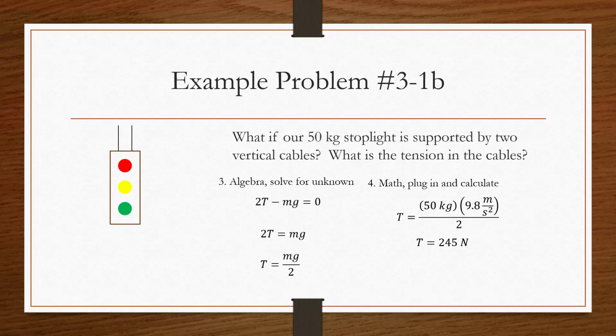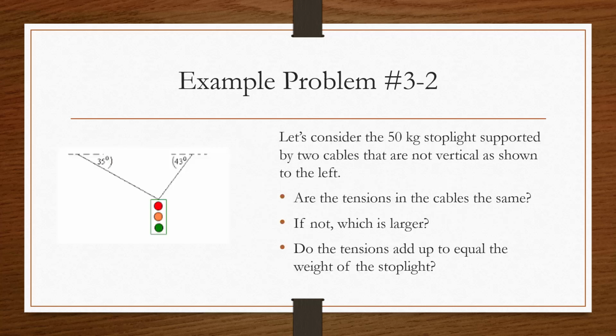50 times 9.8 divided by 2 is 245 newtons. There is the tension in each cable. It's worth pointing out the tension in each cable is half the tension in a single cable. We could keep moving this forward and we could say, what if we had 3 cables? Well, it's probably a third of the weight of the stoplight in each of 3 vertical cables. So the more vertical cables, the less tension each one has to support in this case.